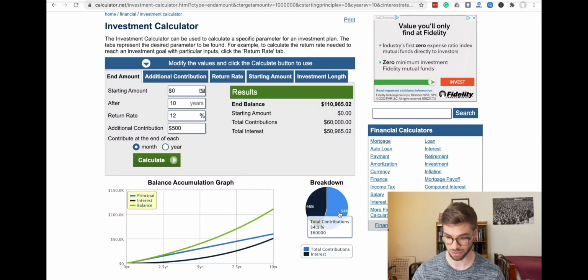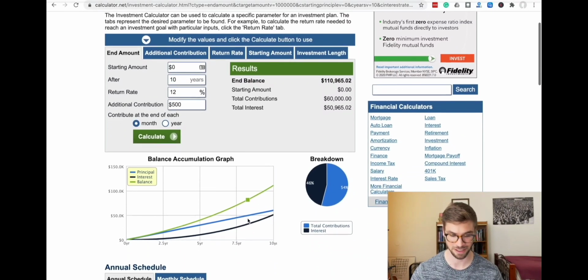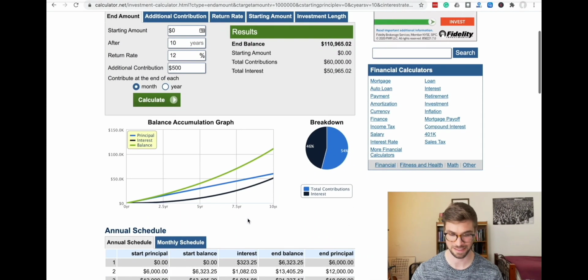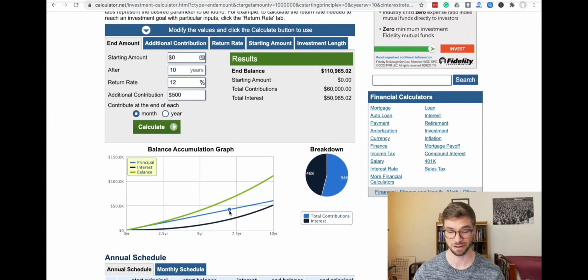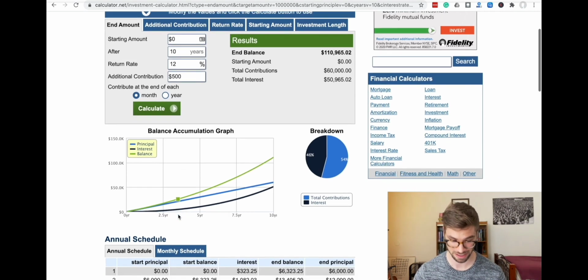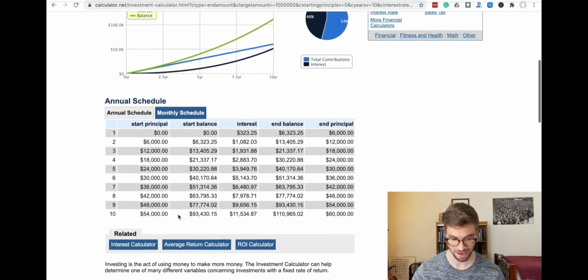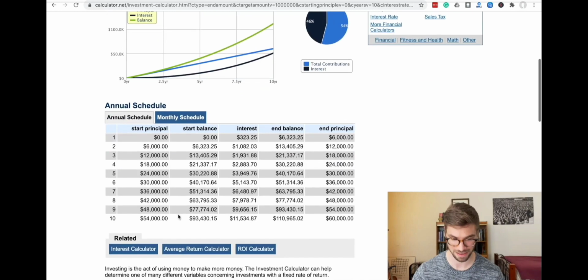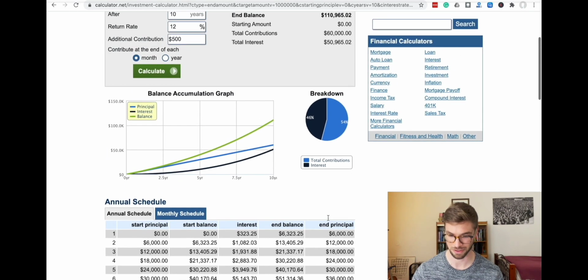And this is the key thing right here: this breakdown between what you've earned with interest and what you earned with your own contributions. 54% your contributions and 46% interest. So effectively, 10 years of investing at 12% per year will double your money. And that's the total balance, this line that it's showing in this line graph right here. I highly recommend this calculator. It's really nice. It gives you a breakdown of what you put into it, what you earn, and what the ending principal is right there.